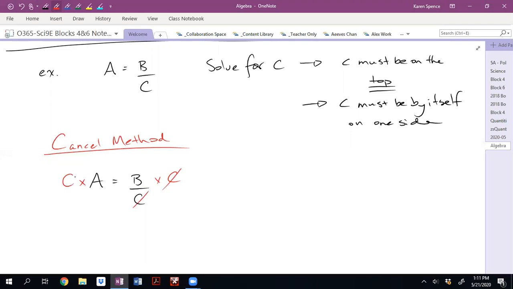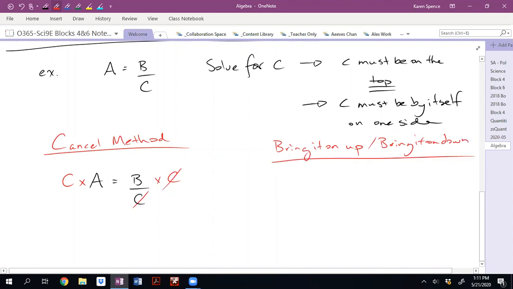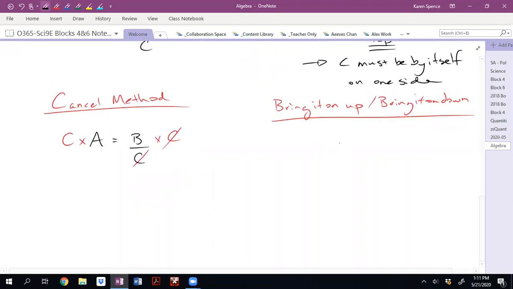Okay, now if I was doing the bring it on up, bring it on down method, I would say A equals B over C. I would say C is on the bottom. What do I want to do? I want to bring it on up. Where do I have to bring it on up to? Bring it on up to the other side. Okay? So C, then I would have CA is equal to B.